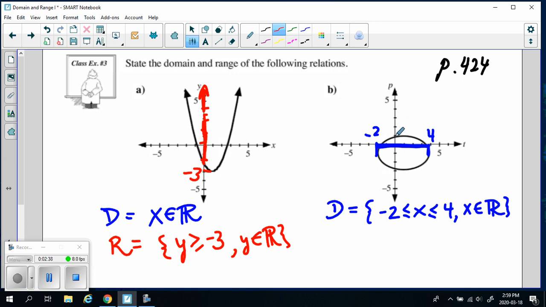And if we look at the y-axis, so this is 1, and this is -3. So the y values are actually running between -3 and 1. So we'll put that there. And this is also continuous. So we'll put y as an element of the reals. So everything in between those values will get hit.